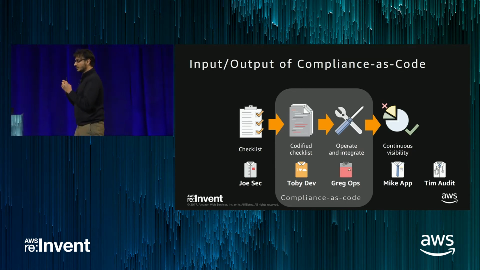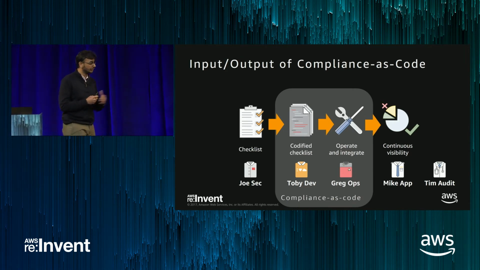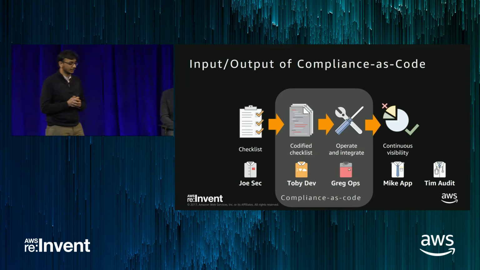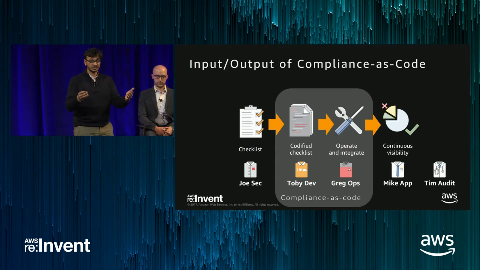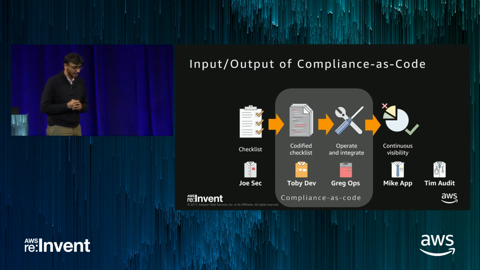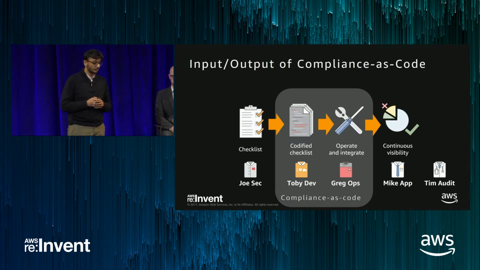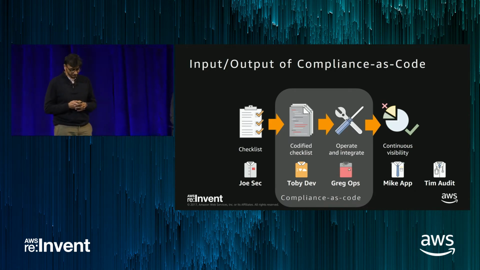They're really different aspects of roles that people provide, and I've given them names. Joe is a security guy who creates the checklist. Toby is the developer who codifies this checklist, and then the operator who actually takes this and operates this on a continuous basis. We call him Greg. And then we have an app owner, Mike, and an auditor, Tim. I'm going to focus on the first two components, and Jonathan's going to take us into the other components where operating and auditing comes into place.